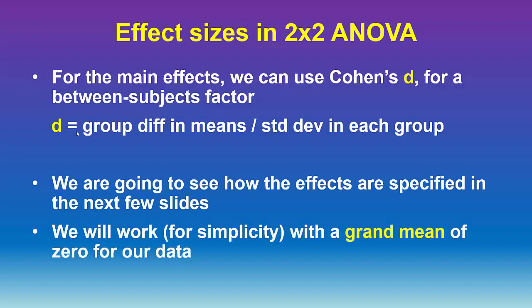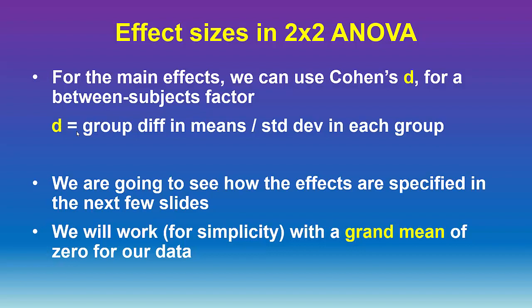And we'll work for simplicity with a grand mean of 0 for our data. I've talked in other videos about how it's useful to start simulating data drawn from standard normal distributions with a mean of 0 and a standard deviation of 1. And that's going to be the case here as well.